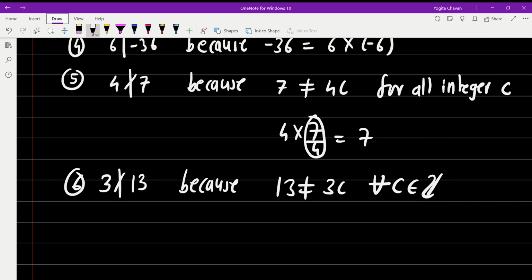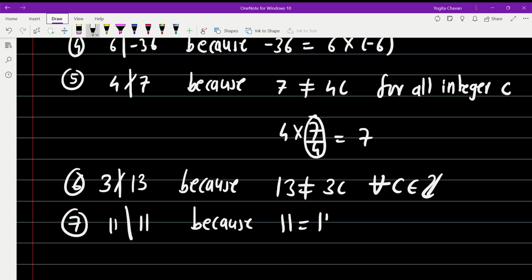So 3 does not divide 13. One more example, 11 divides 11. Now why? Because this 11 is equal to 11 into 1.